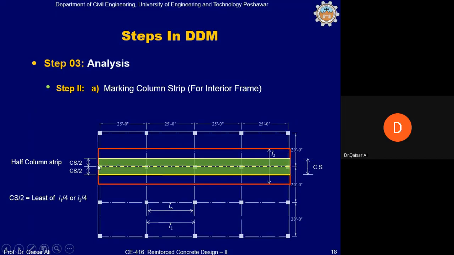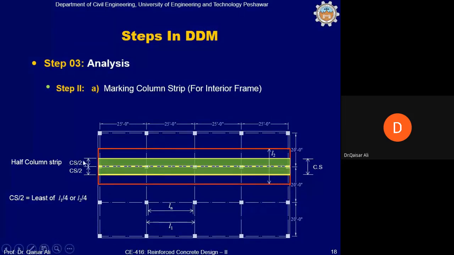This strip bound between the yellow lines and the green color is the column strip. The total column strip consists of two parts: half column strip on one side of the column center line and half column strip on the other side of the column center line.